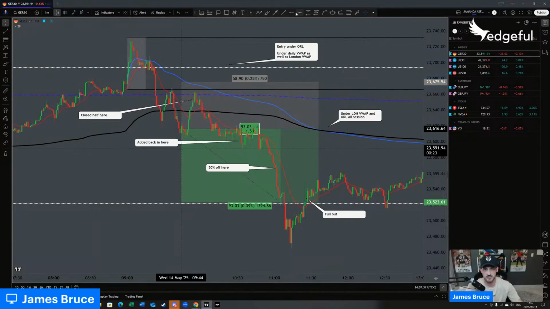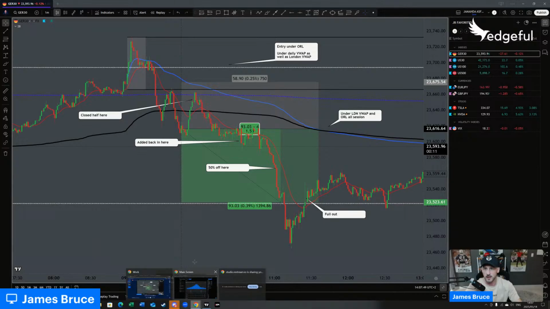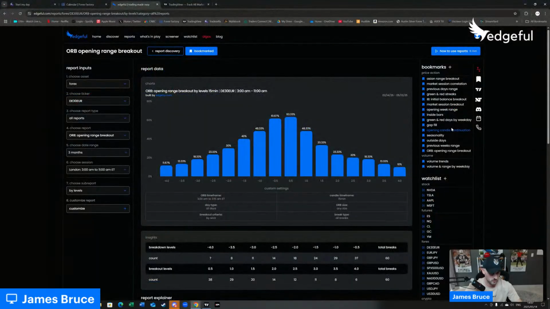That means that 61% of the time we're going to move at least 30 points to the low side or to the high side, because it's negative 0.5 or a positive 0.5 of that ORB. Okay, and then something also very interesting was that the opening candle, which was also red, so trading in the direction of that. And what is that opening candle continuation report with Edgeful?